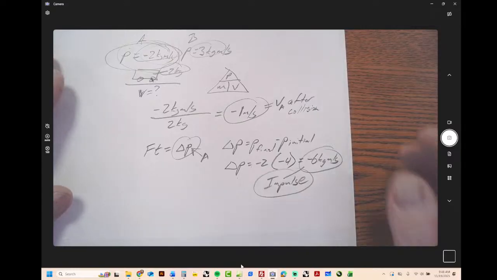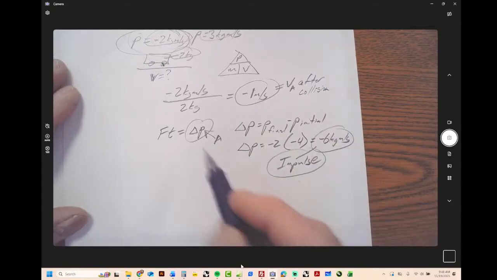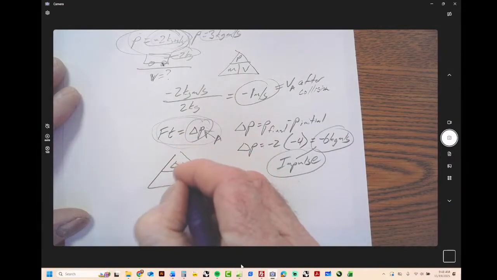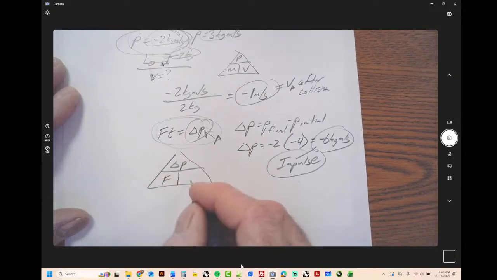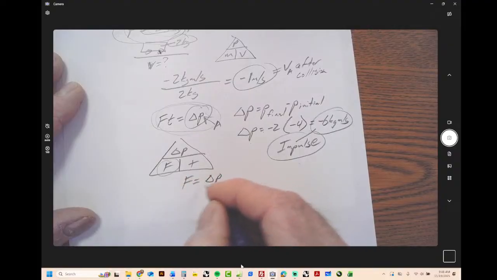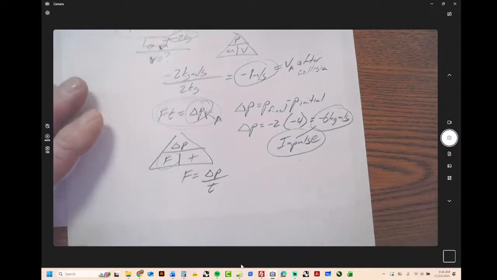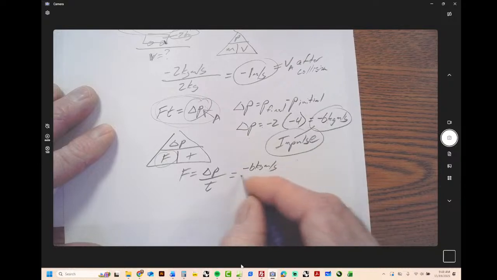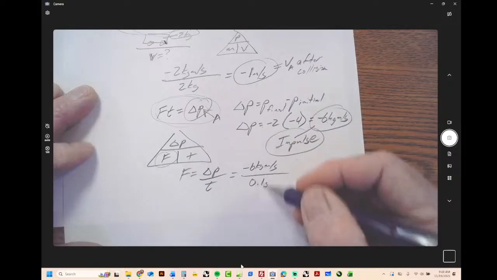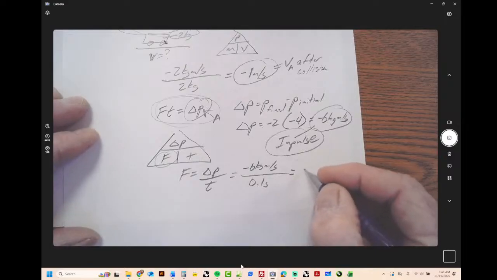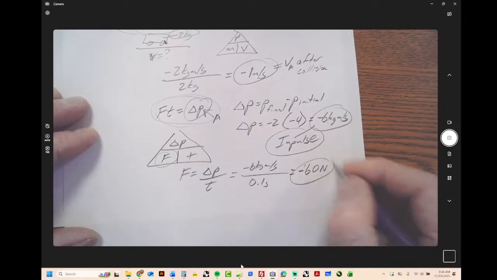And then the last question was, what was the force that it experienced? So impulse equals force times time. Impulse is delta P. And if I want to get force, I just need to do force equals delta P over t. The delta P was -6 kilograms meters per second, and the time was 0.1 seconds. And if you divide anything by 1/10, that's like multiplying by 10. So the force is going to be 10 times -6, which is -60 newtons.